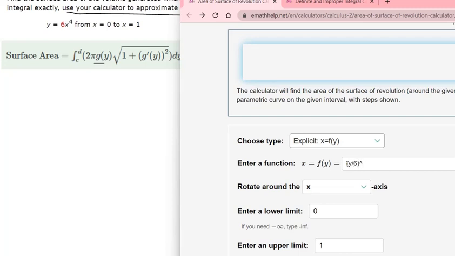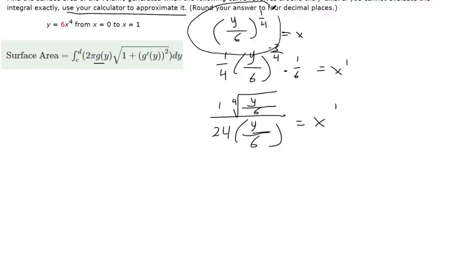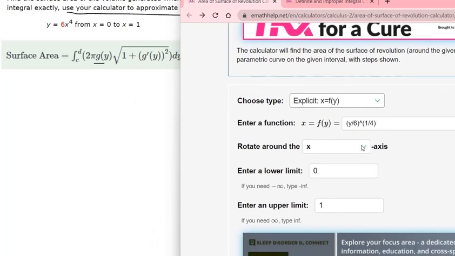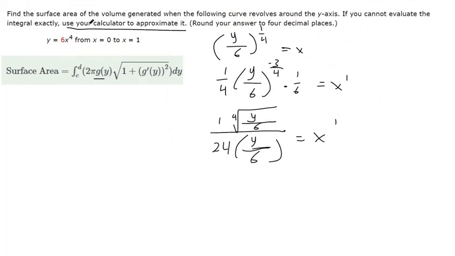Otherwise, if you want to do this with a TI, you'd have to plug in this for your derivative, plug in this in for g of y, and then plug in 0 to 1 for your limits of integration. It's a lot of tedious calculation. And that's already from x equals 0 to x equals 1. So we need different limits of integration.